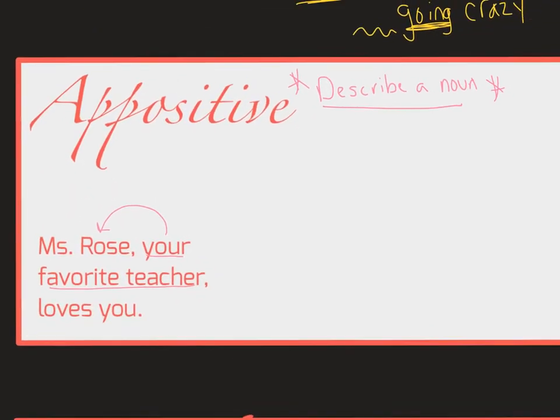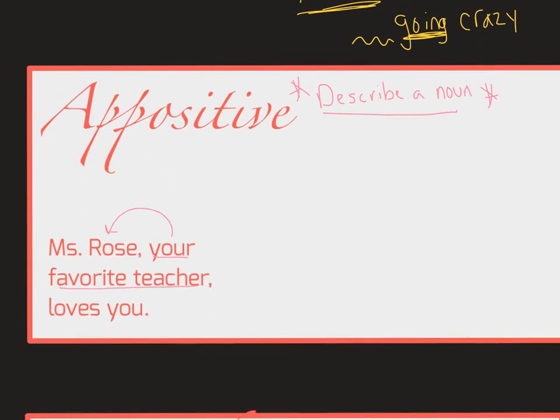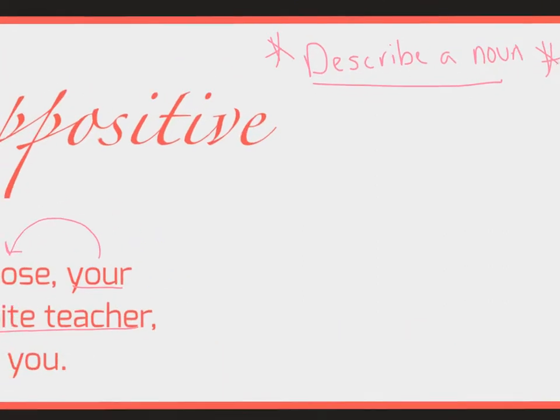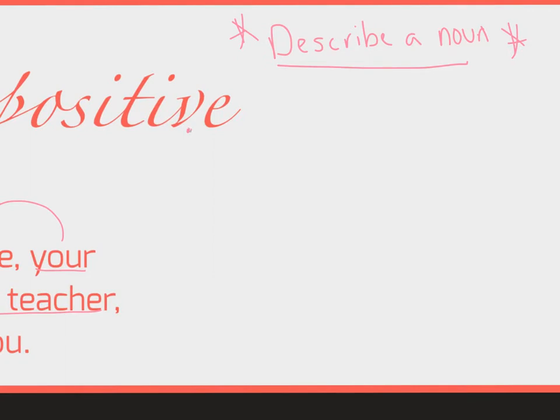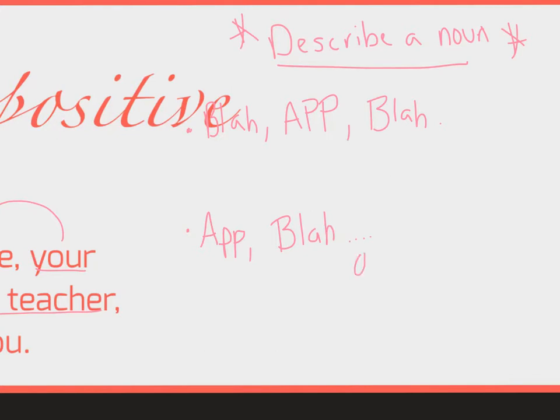I found that appositives are generally pretty strong for students once they learn to recognize them. However, what trips students up is that there are multiple places an appositive can go in a sentence. In fact, we can have a sentence that looks something like blah, appositive, blah. Or we can have something that says appositive, blah, and the sentence might go on from there.